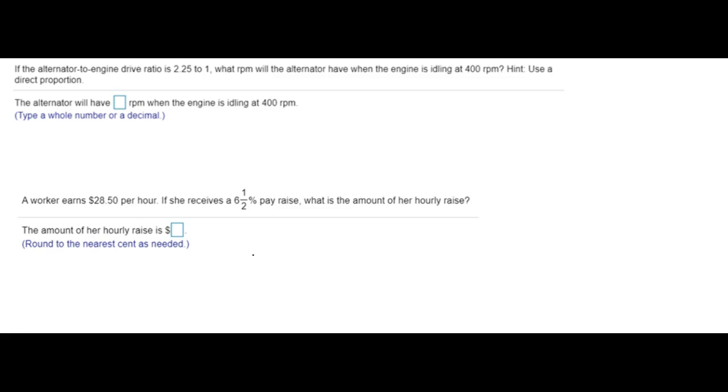So first, my alternator to engine is 2.25 to 1. And that must be equal to the alternator, which is the part we do not know. I'm going to call that A for alternator, to engine. That's supposed to be 400. Then we cross multiply, which gives us 1A, or A equals 2.25 times 400, which is 900. So the alternator will have 900 RPM when the engine is idling at 400.